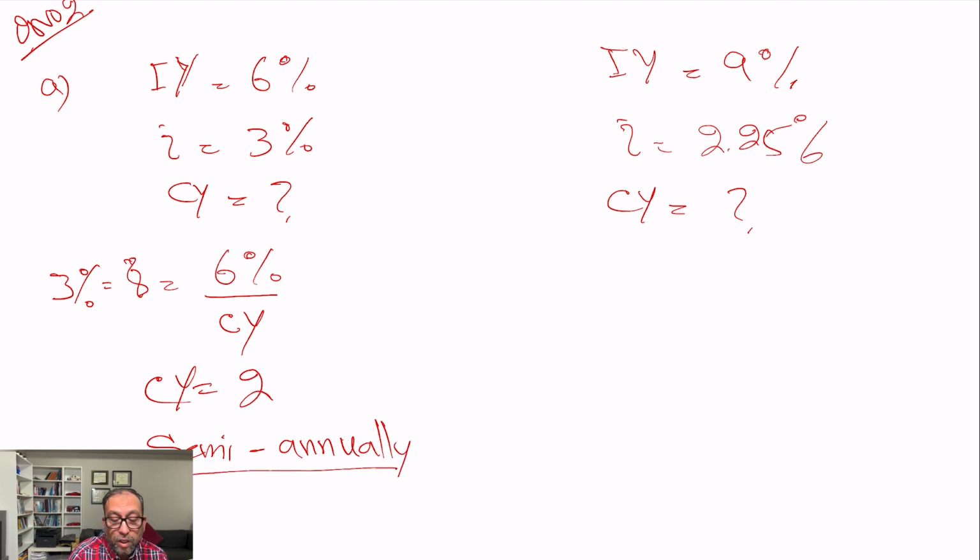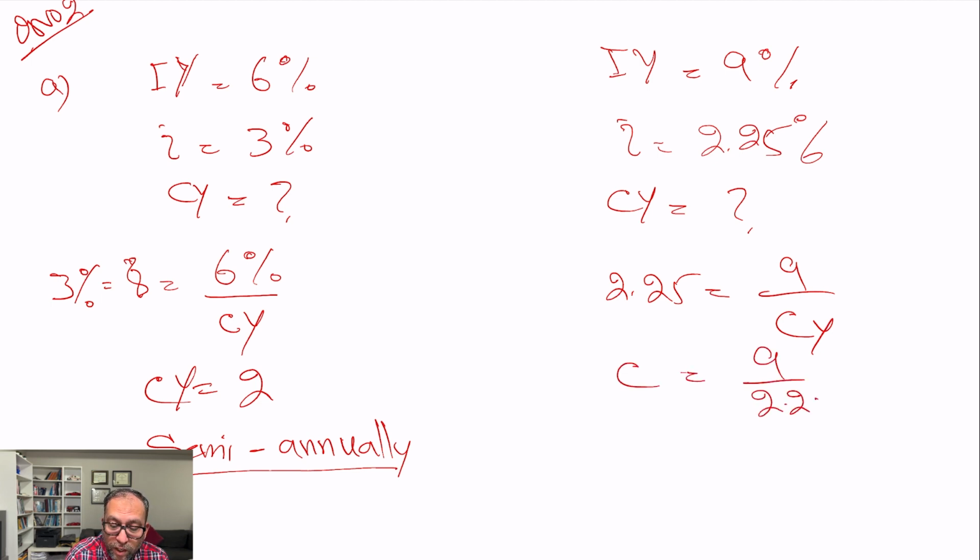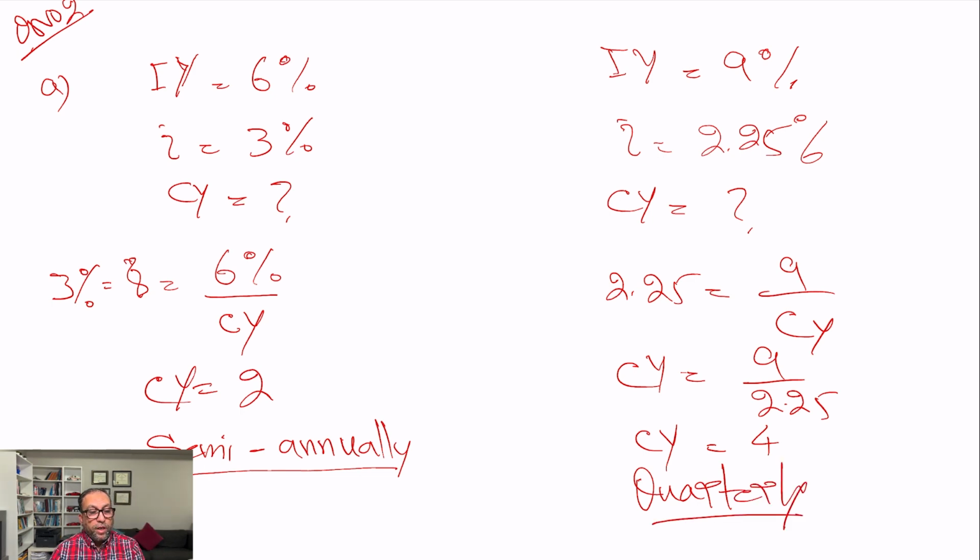And if we apply here as well, 2.25 is equal to 9 over CY. So CY is 9 by 2.25. So it's going to be 4. So 4 means compounded quarterly. CY, not C only, CY, quarterly. Right? So it's simple. It's very easy.